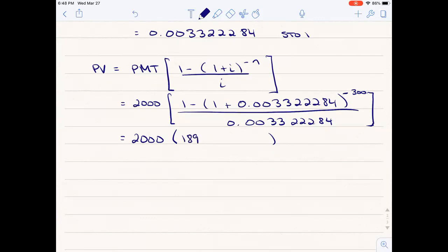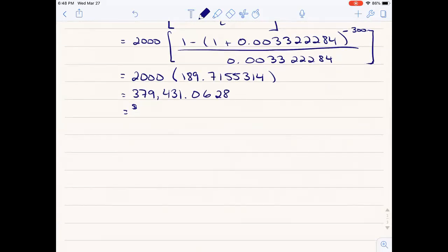Okay, 189.7155314. That times 2000 is 379,431.0628. So in money, we've got 379,431.06.